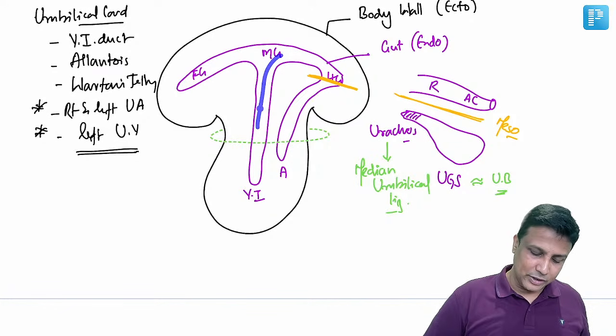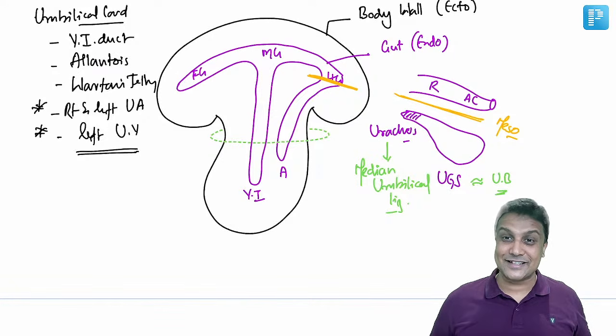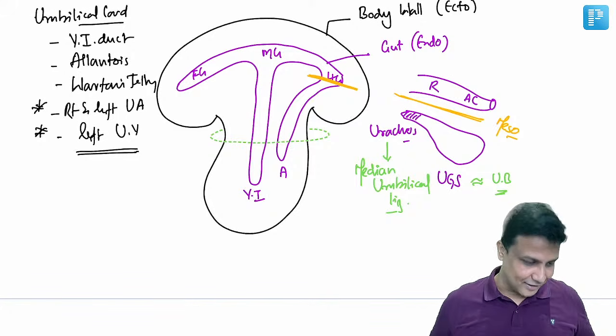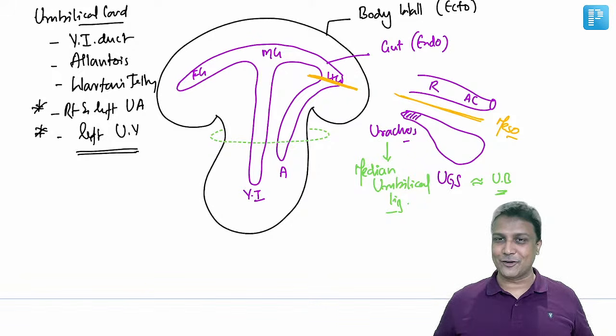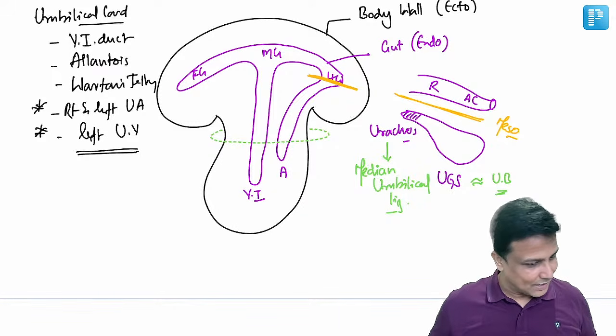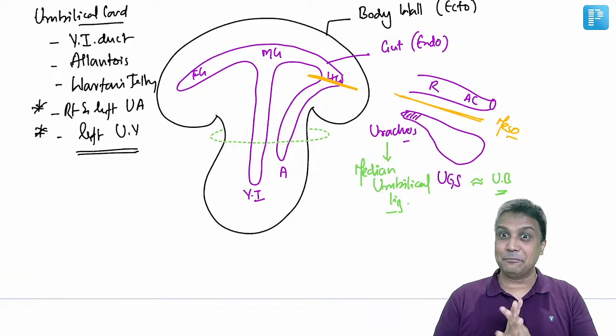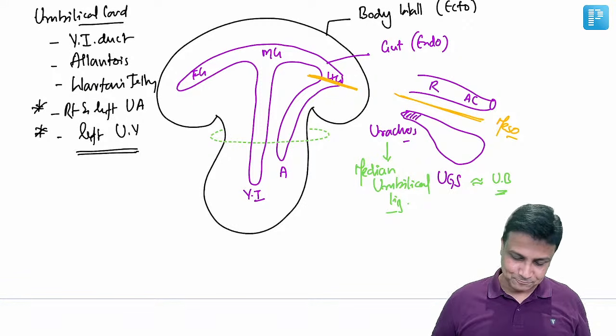If meconium is coming out of the umbilicus, it is due to a persistent vitello-intestinal duct. I hope the concept is crystal clear. Yeah, absolutely correct, Dr. Imran, Dr. Bella. Fine. All these conditions have been asked in your exam, so please take care of that.